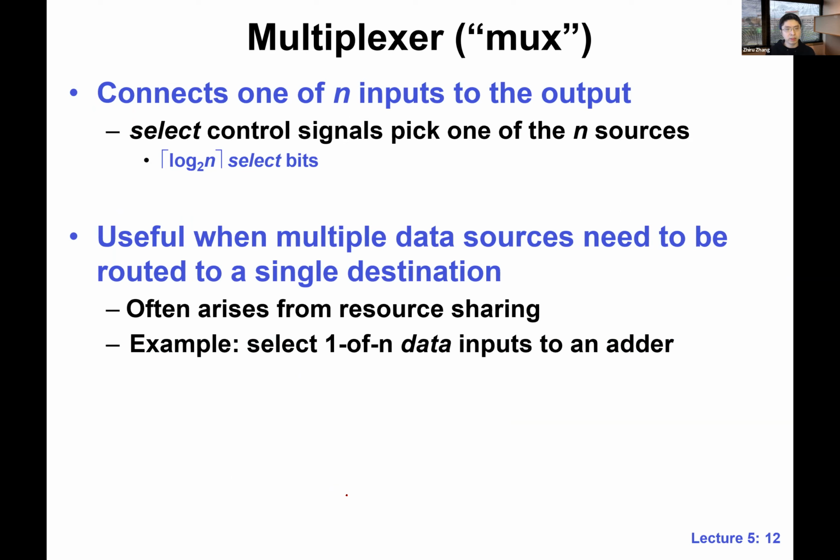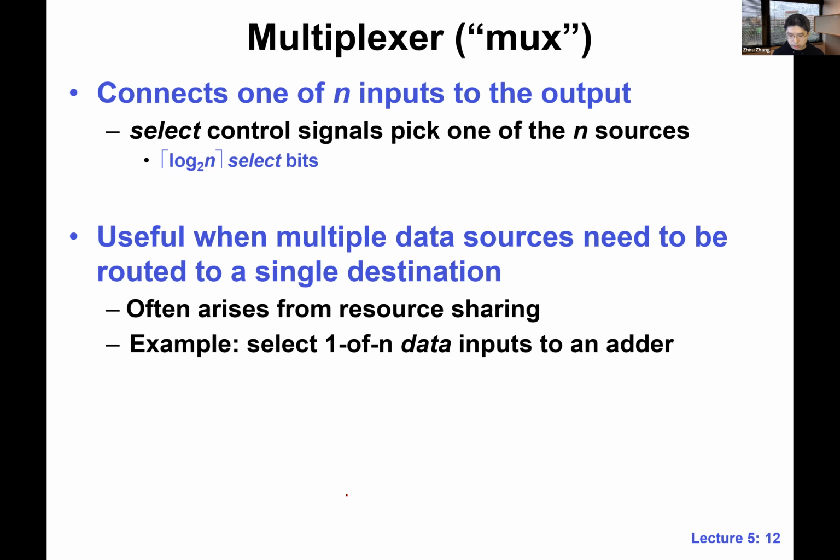In general, for digital logic, it's called a Mux, a multiplexer. This is where we need to make a choice. Let's say we want to connect one of the n inputs to an output. This is where we have to make a choice, and a Mux is going to be useful for us to make such a selection.